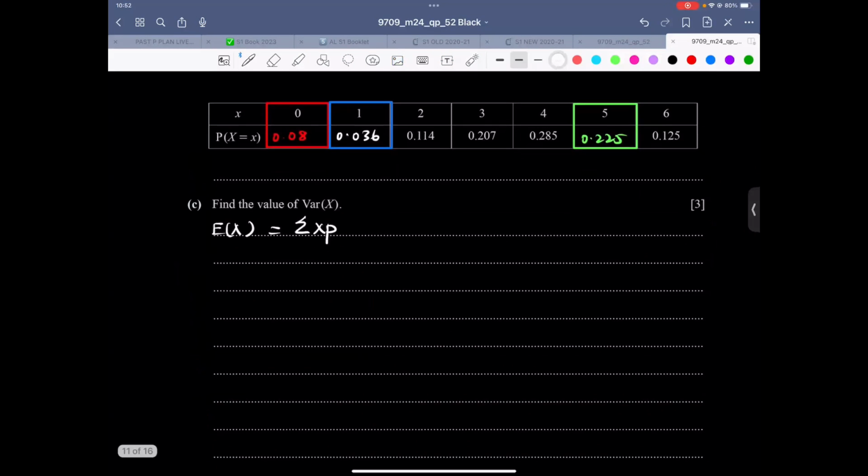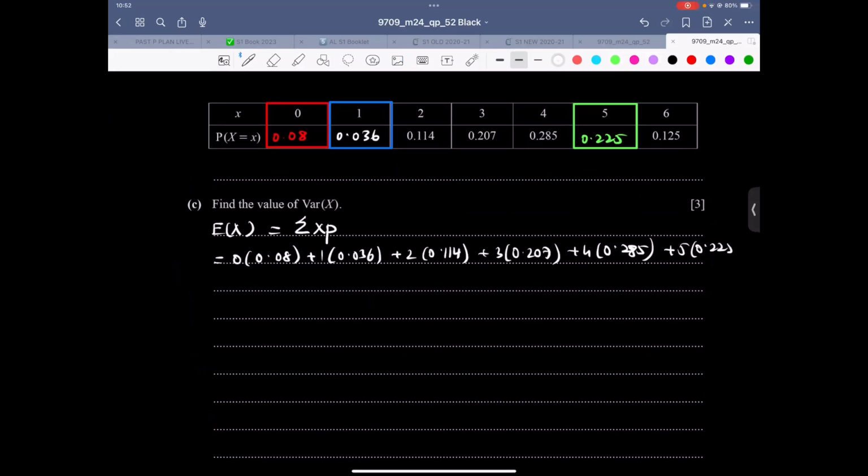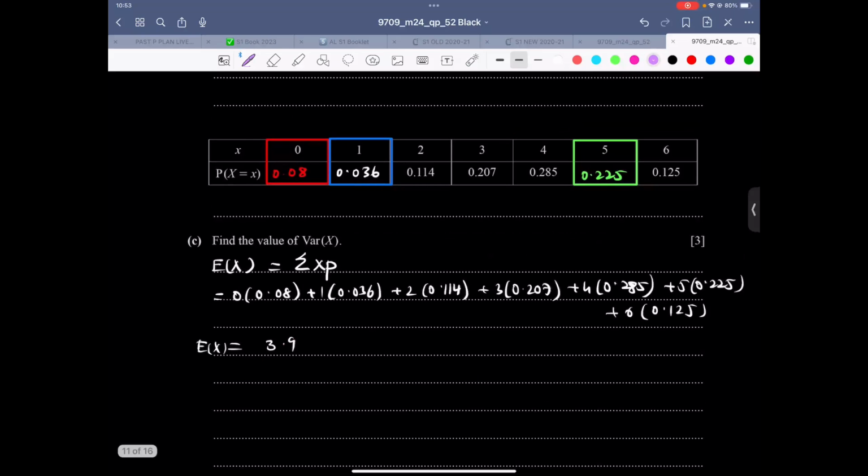So now let's multiply it out. So this is 0 into 0.08 and 1 into 0.036 and 2 into 0.114, 3 into 0.207, 4 into 0.285, 5 into 0.225, and 6 into 0.125. So now use a calculator, simplify. This comes out to be 3.9. That is expectation of x. Let me make a row for x squared. This is 0, 1, 4, 9, 16, 25, 36.